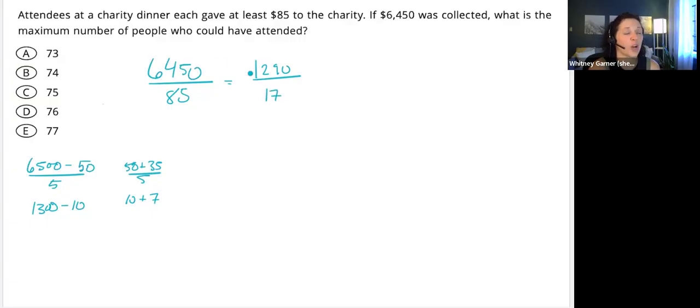And then we're having to kind of go in on that math again. So you may look at some longhand multiplication or what have you, but we end up with a number, just like on the other one, that's going to be about 75 point something. And so the maximum number of people who could have attended was 75, where some of them have to give a little bit more money.